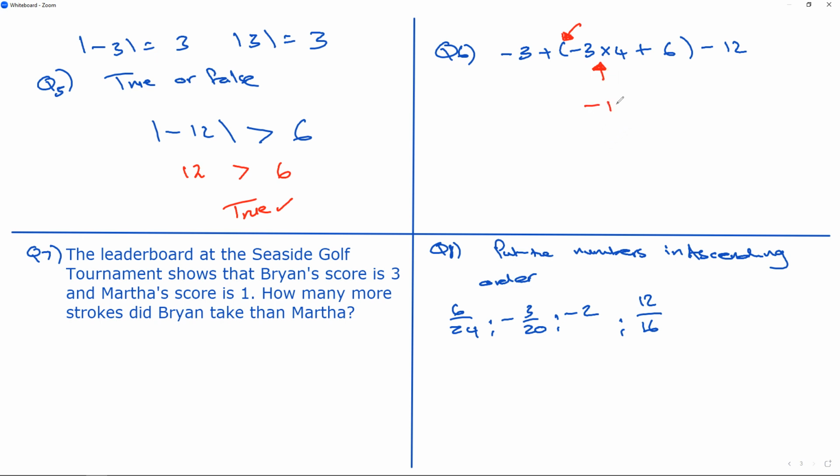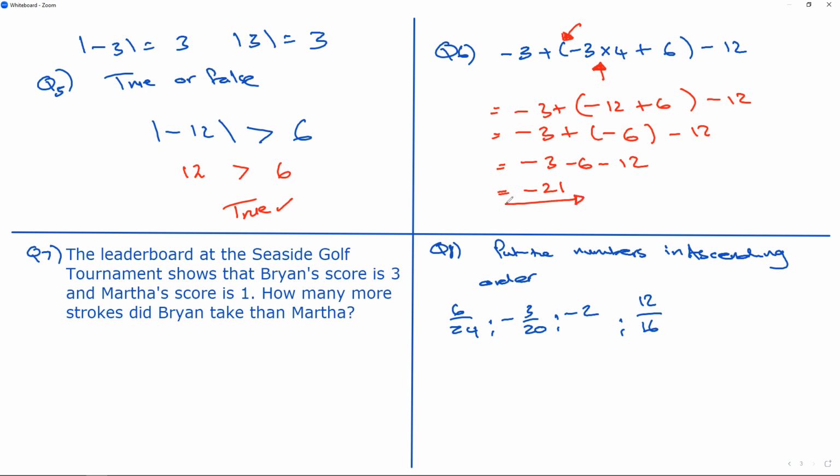So that means this becomes negative 12 plus 6 in a bracket. So negative 3 plus that minus 12 becomes negative 3 plus, and negative 12 plus 6 is negative 6. And then plus and minus becomes a minus, so negative 3 minus 6 minus 12 will become negative 9 minus 12, which is negative 21. All right, so that's negative 21, and that's the final answer there.